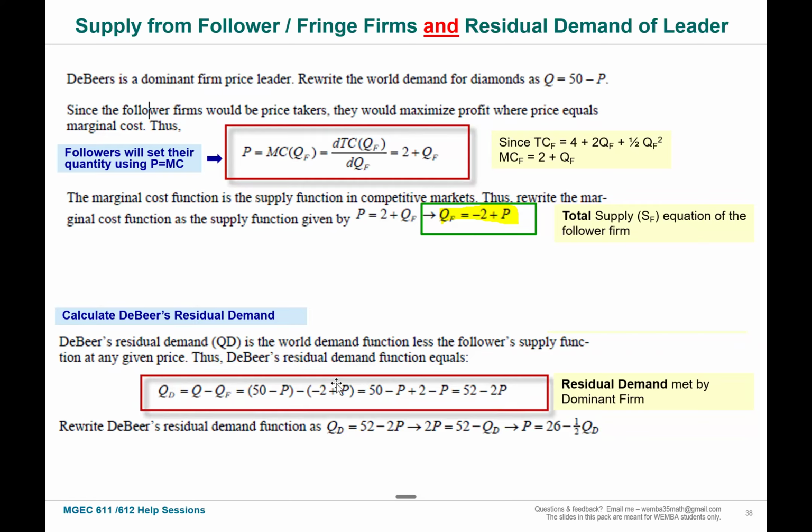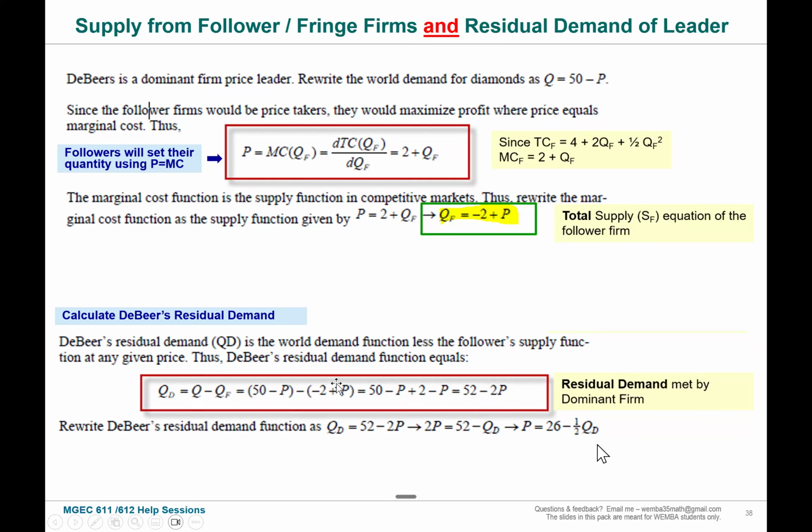Given that demand, the dominant firm behaves like a monopolist. How does a monopolist set its price? It sets its price by setting MR equals MC, and you get MR from the demand equation. Here, the demand equation is the demand that the dominant firm is facing, 52 minus 2P. You recall our trick to finding MR in monopoly was to write down price in terms of quantity. So when you write Q equals 52 minus 2P in terms of price, it becomes price equals 26 minus half QD.